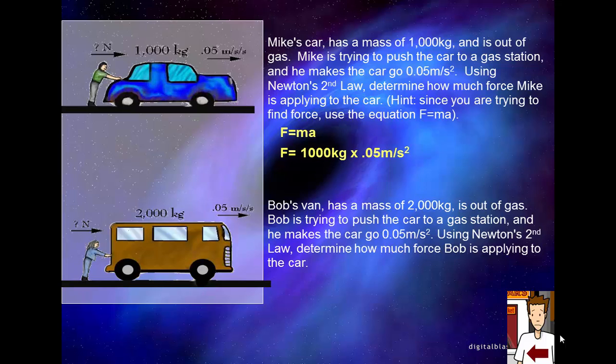1,000 kilograms is the mass of the car. It's going to accelerate at 0.05 meters per second squared. And so what force does Mike apply to this car? 50 kilograms times meters per second squared. All right, good. So 50 kilograms times meters per second squared.